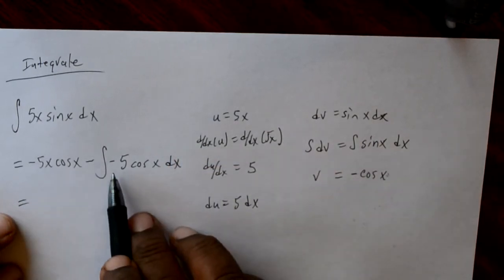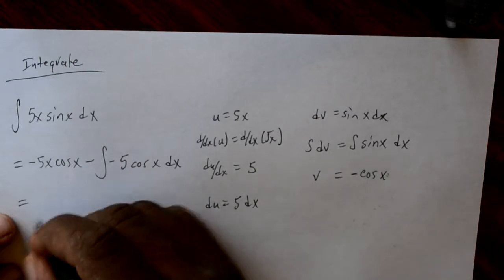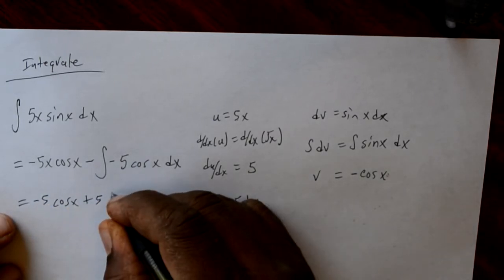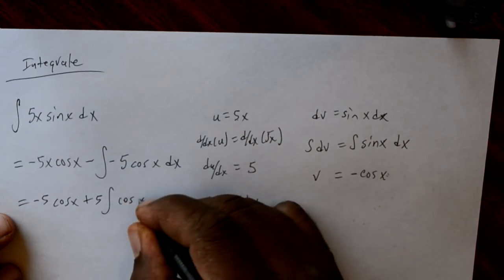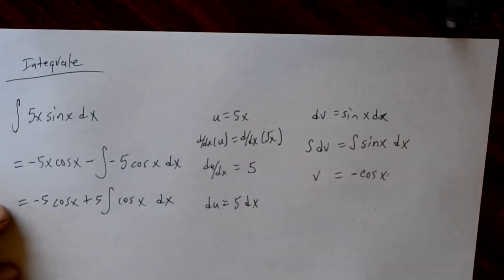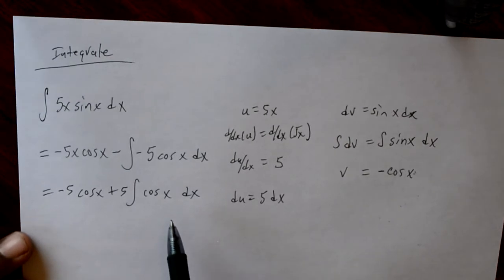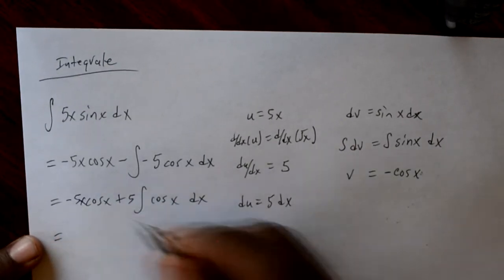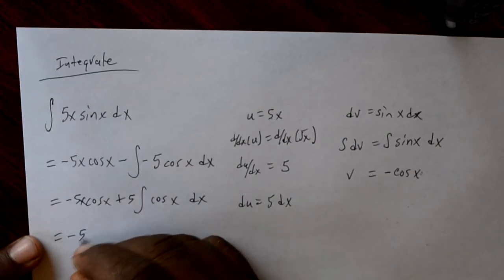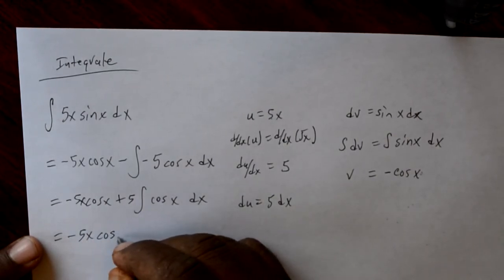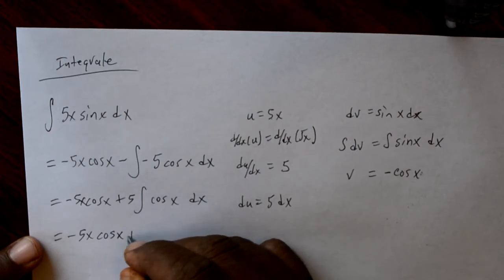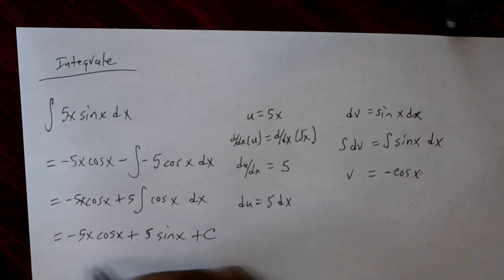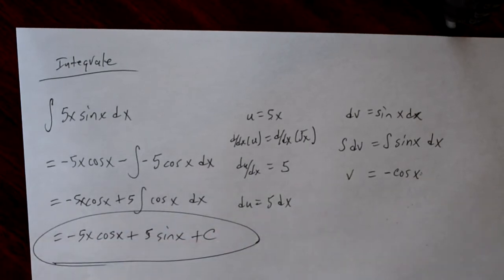So now I'll pull negative 5 in front of the integral operator. And the integral of cosine is sine. So our final result is negative 5x times cosine x plus 5 sine x plus the arbitrary constant c.